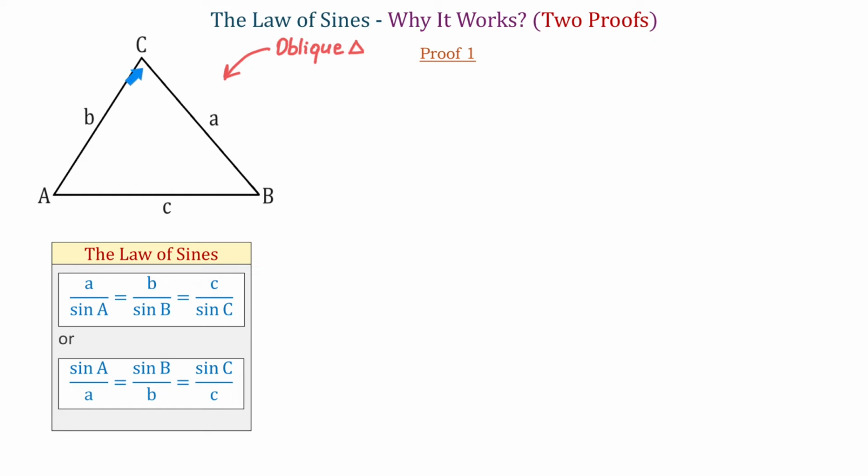For this, from vertex C, we will draw a perpendicular to the opposite side. Then this will be point D and the height h sub 1. And now we have two right triangles. One of them is ACD and the other one BCD. In the triangle ACD, we will use the sine function to write that sine of angle A equals the opposite side h sub 1 divided by hypotenuse b. So again, sine of angle A equals h sub 1 divided by b.